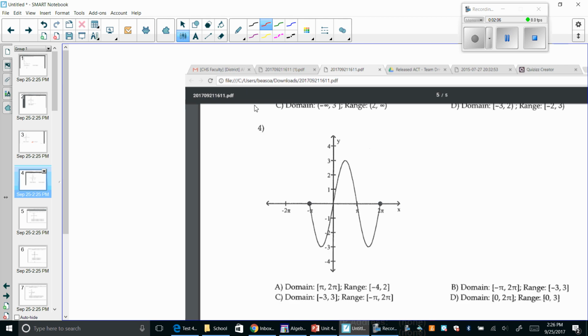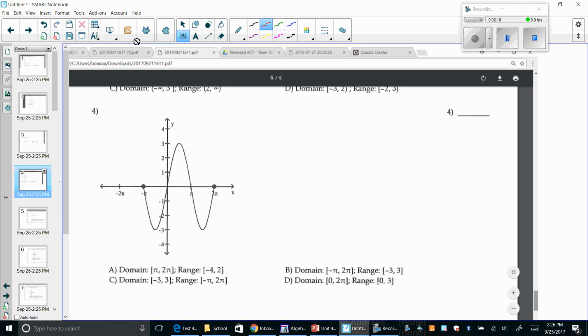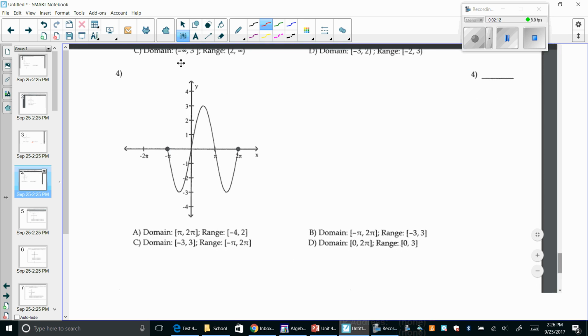Number 4. People were confused about this because of the pi's. Don't let that confuse you. We're talking about left to right. Move this up so we can see it a little bit better. The domain is going from this point, which is negative pi, to this point, which is 2 pi. And so that means B is going to have to be my choice. The range is going from negative 3 to positive 3. So it's still B. That is confirmed.